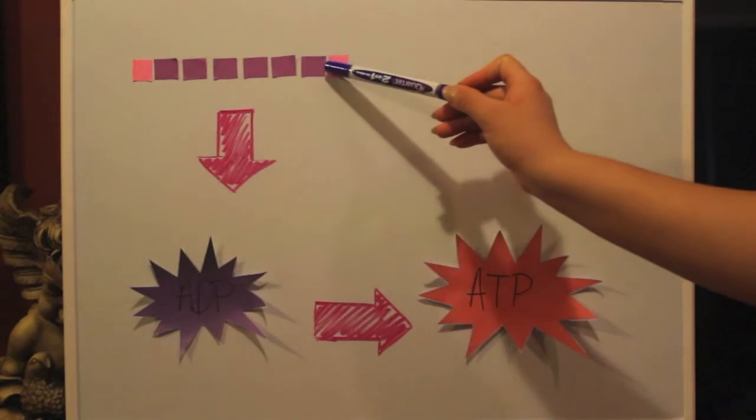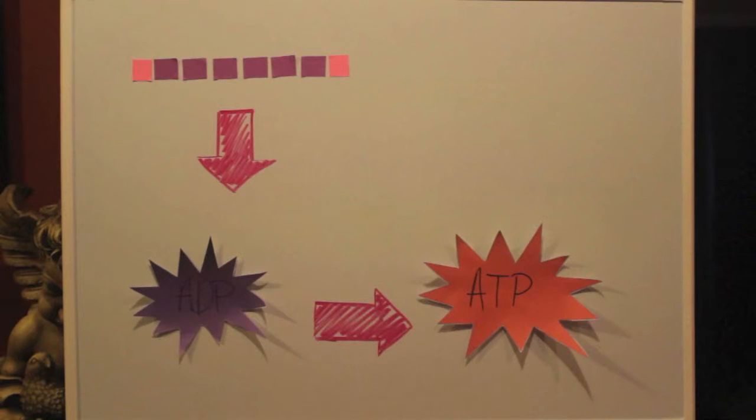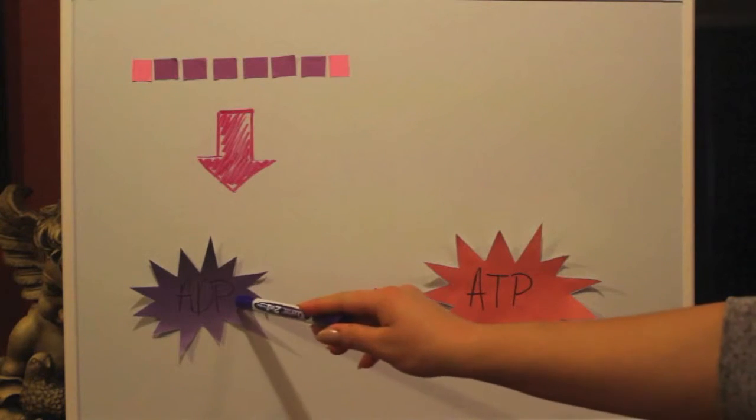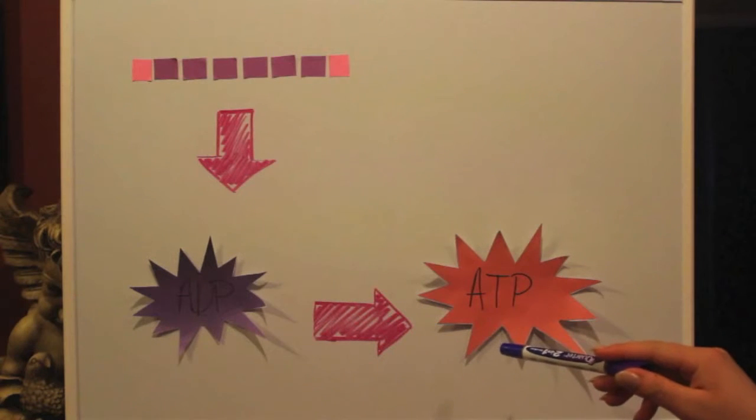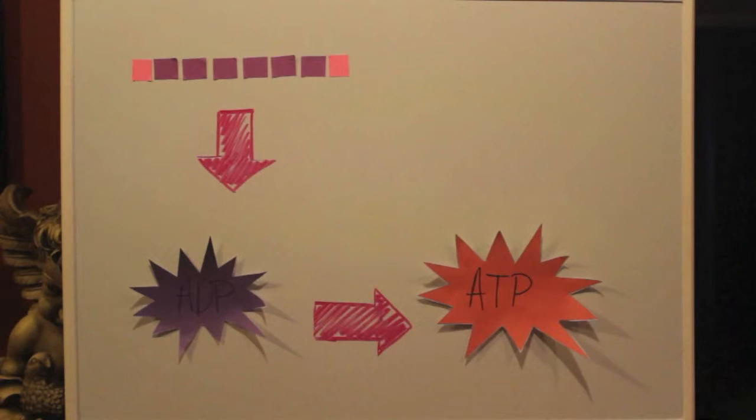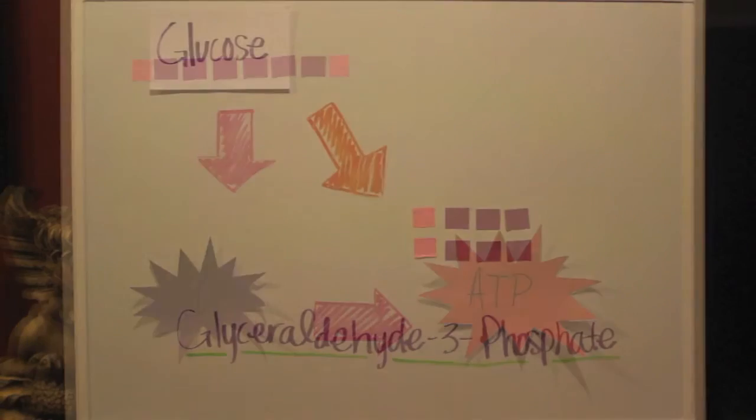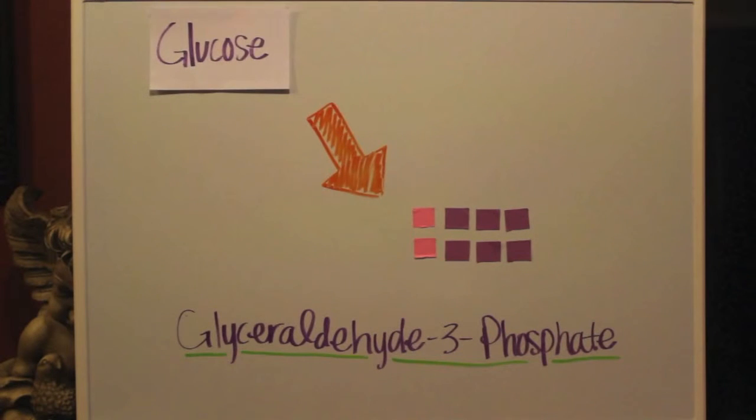Due to the addition of 2 phosphate groups, which is now a substrate-level phosphorylation, ADP is changed into ATP using an enzyme that forms glucose 6-phosphate into fructose 1,6-bisphosphate. The glucose molecule is then split to form glyceraldehyde 3-phosphate.